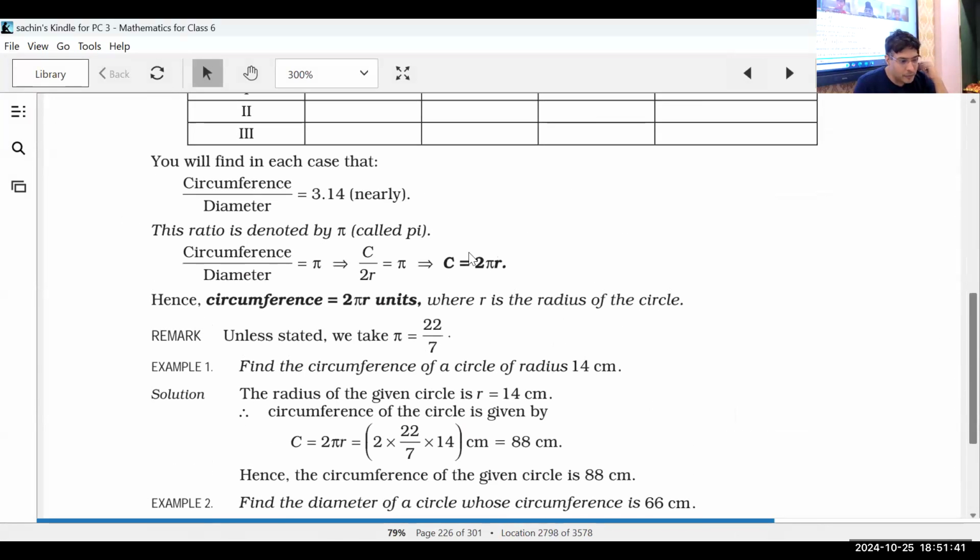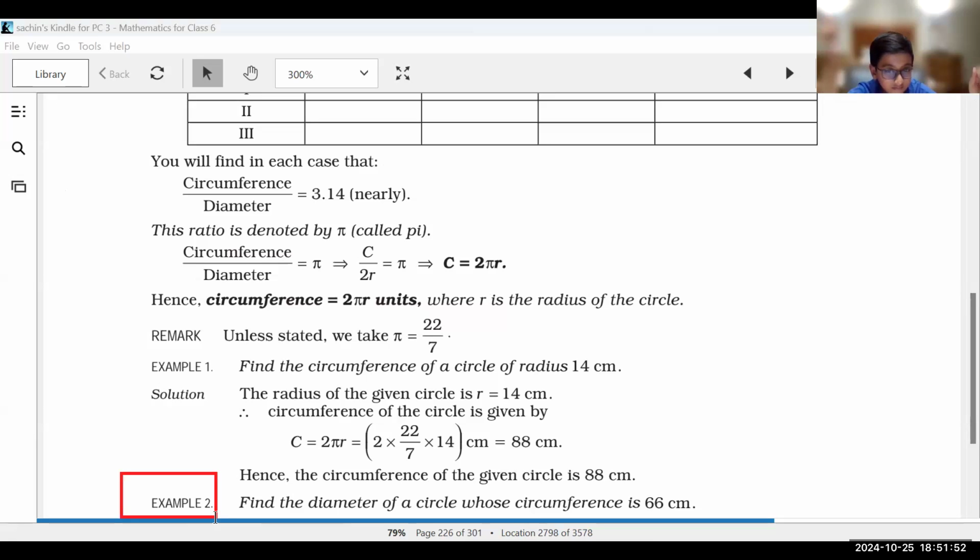Guys, you want to do a question? Okay, let's do this. So here you will take pi as 22 by 7. Take pi as 22 by 7.